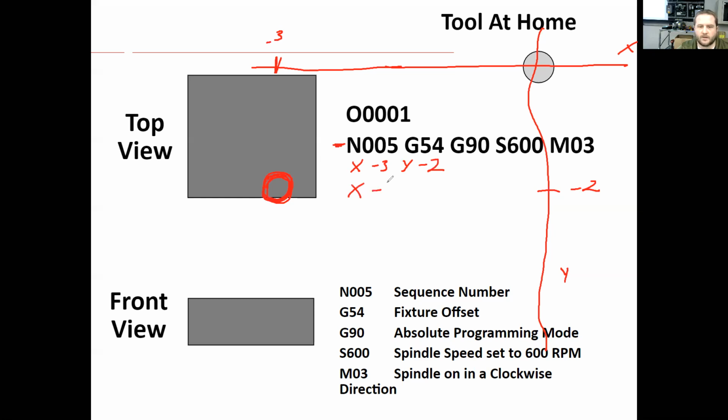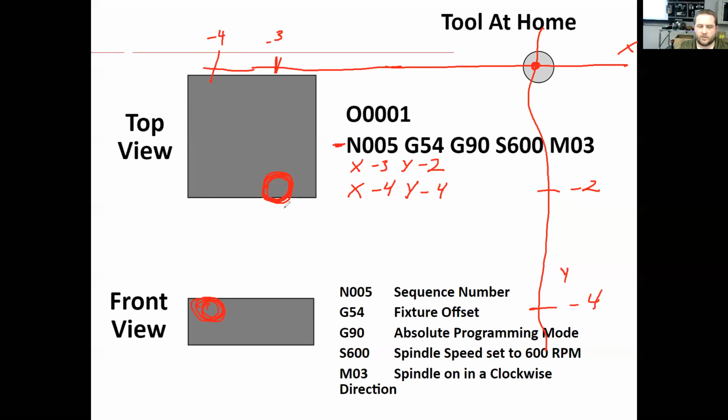X minus 4, Y minus 4, it will move to minus 4, minus 4. Somewhere in here. Make sense? That's absolute. That's relative to 0, 0, 0. Okay, this point right here.